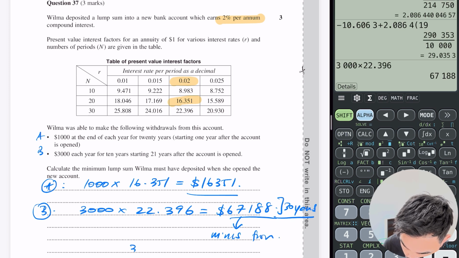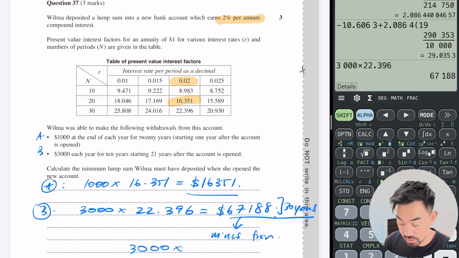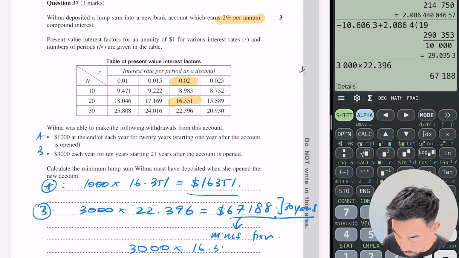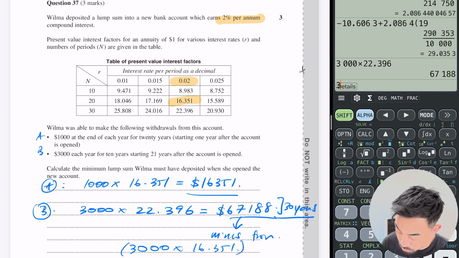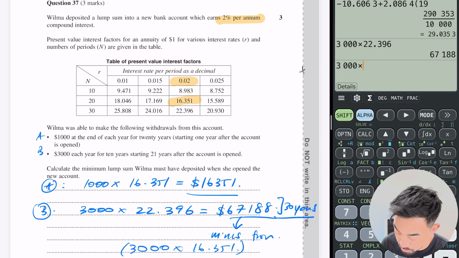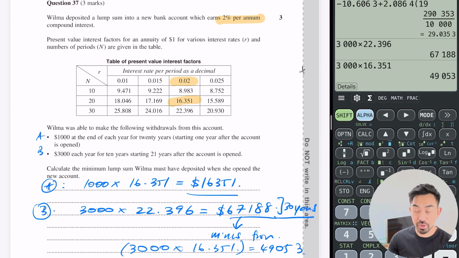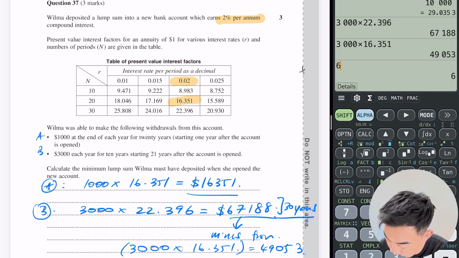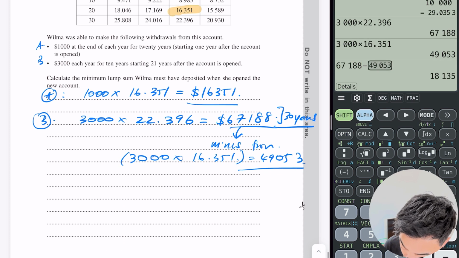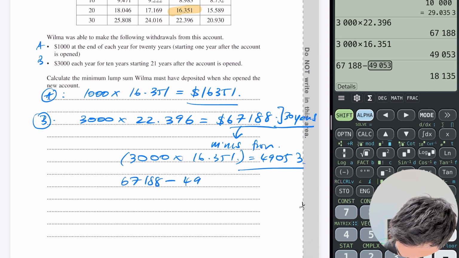from $3,000 for the first 20 years, which is 16.351. So 3,000 times 16.351. That's going to be 49,053. Okay, 49,053. So what's the difference here? So it's going to be 67,188 minus that answer. So this is what I'm doing. I'm doing 67,188 minus 49,053.